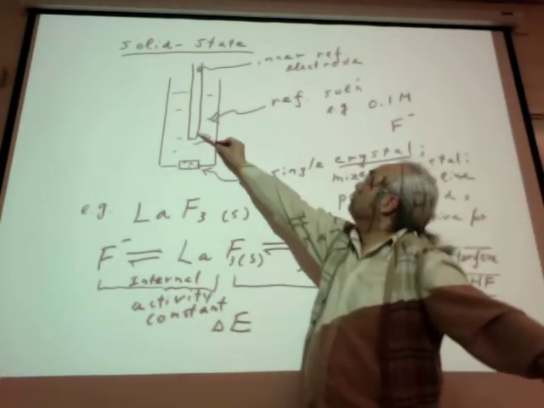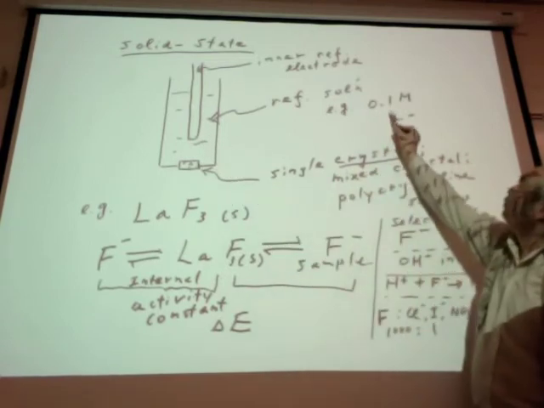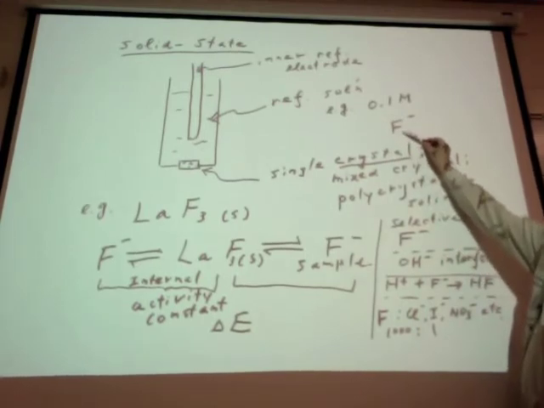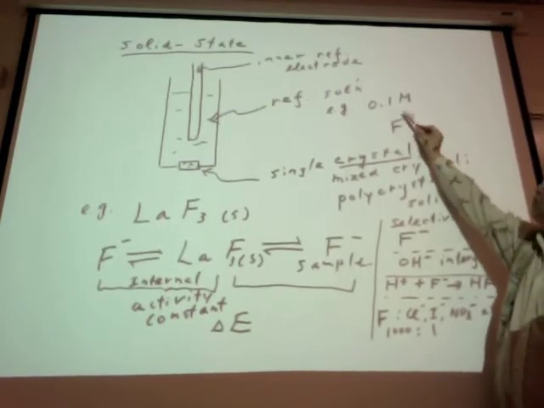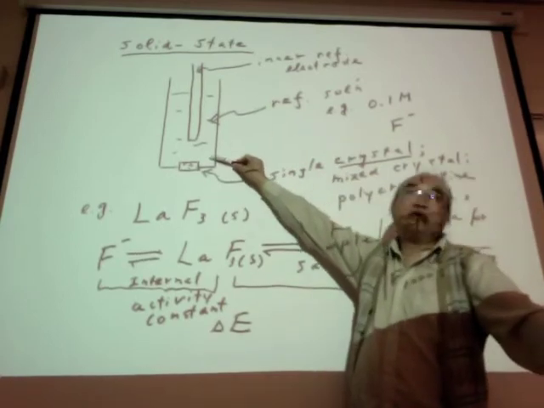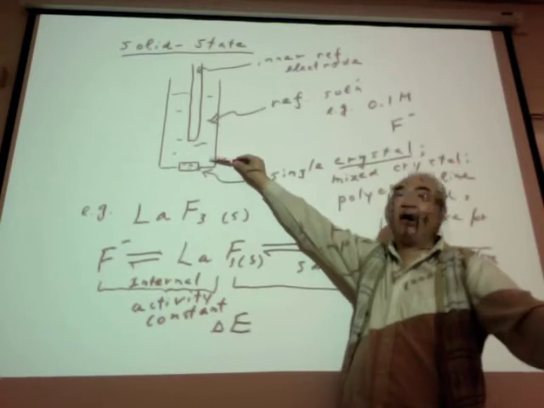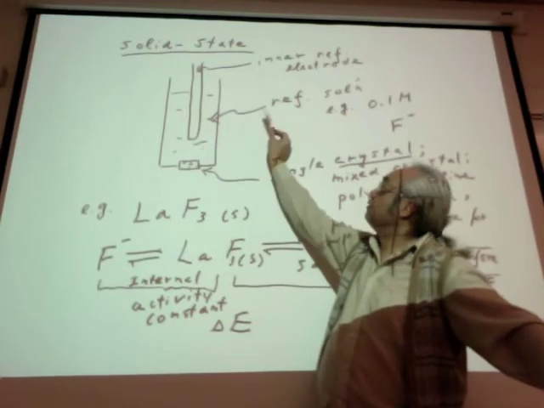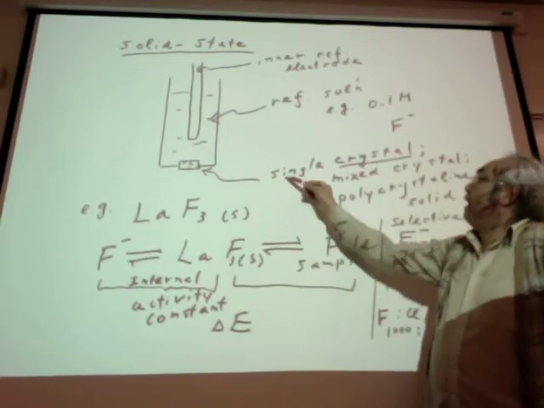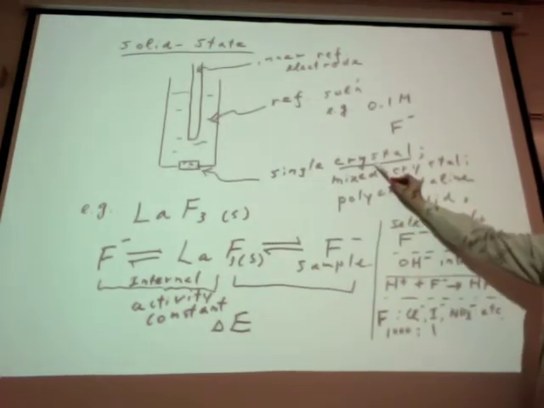So once you have that electrode, the external one is going to be dependent on whatever your substance of interest is. In this case, it's an anion, F minus, so you can prepare sodium fluoride, for example, or KF, potassium fluoride, 0.1 molar as your reference solution. Then this is solid state, so-called solid state is a solid crystal.